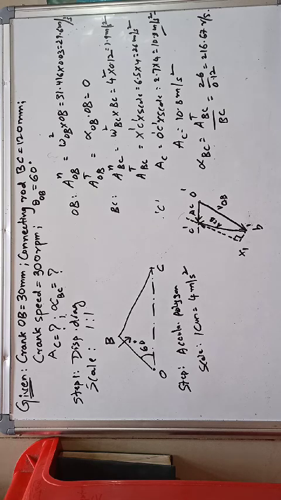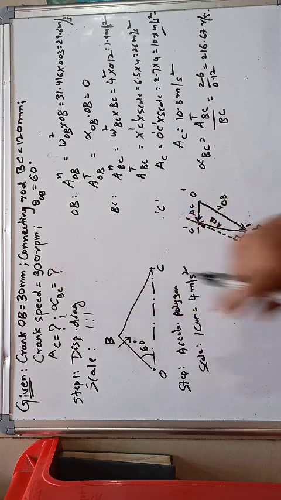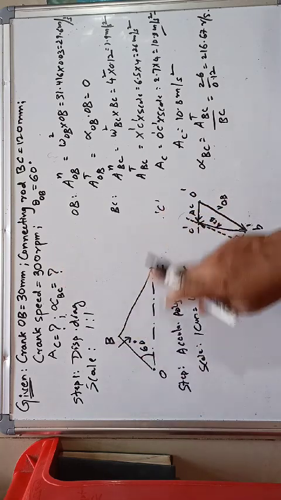So like this the acceleration analysis is done to find the linear acceleration of the slider and the angular acceleration of the link, that is the connecting rod BC.